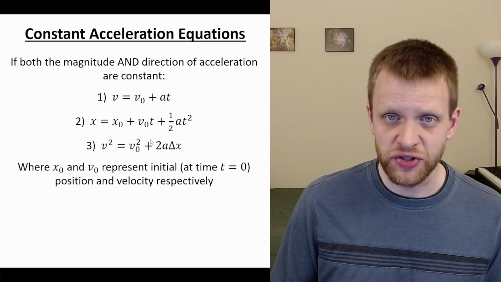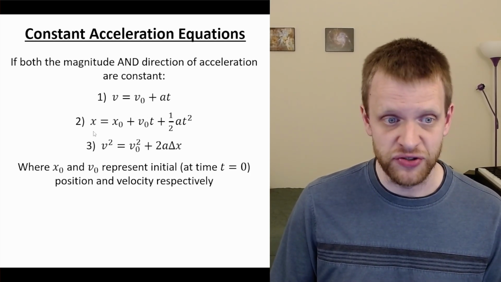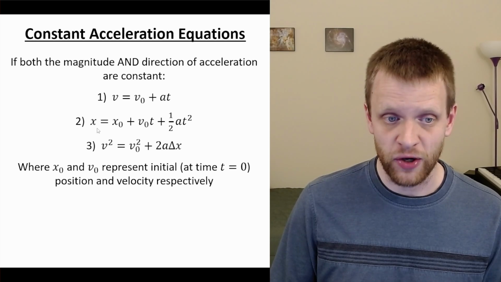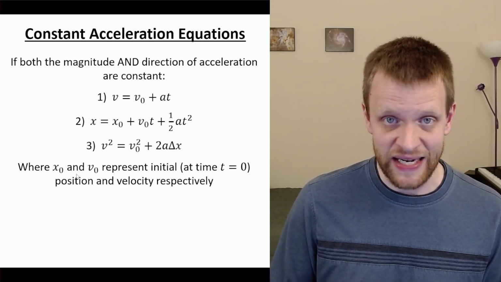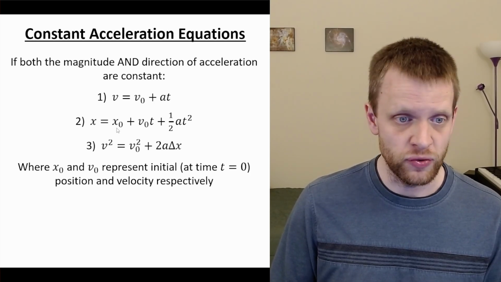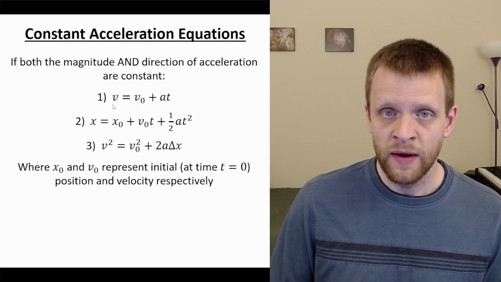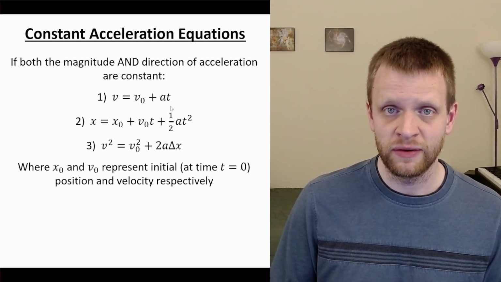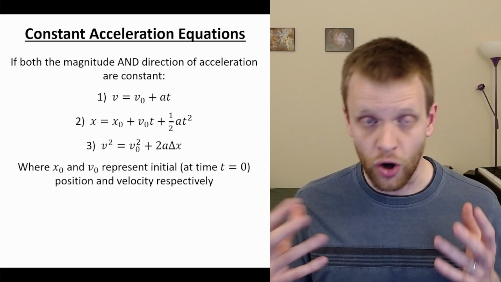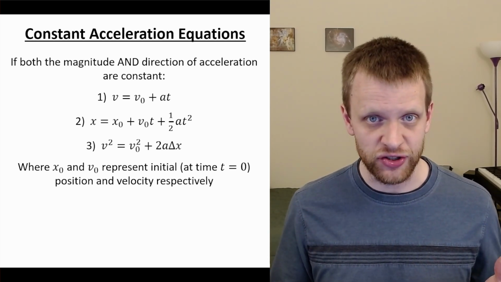So the terms in here, the x's, again, all represent positions. X on its own is just final position. Whenever we have one of these subscript zeros, it just means the initial value at time t equals 0. So this would be initial position. We've got final velocity, initial velocity, we've got acceleration, and time, all being related in these sets of equations.